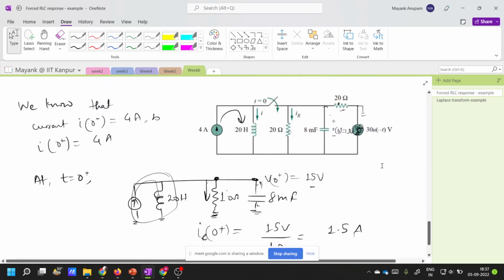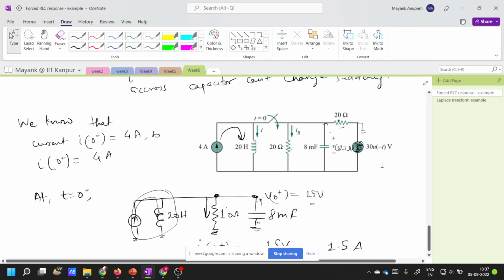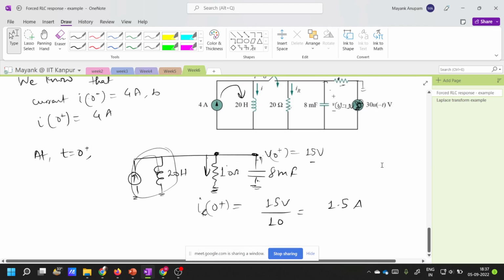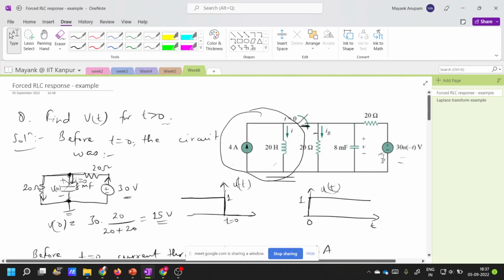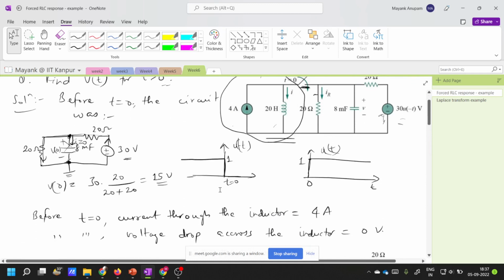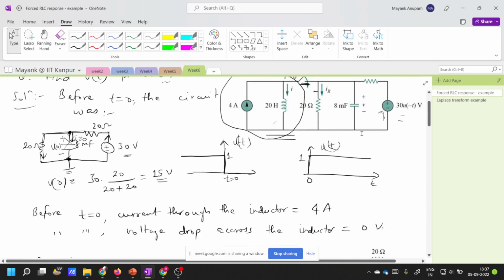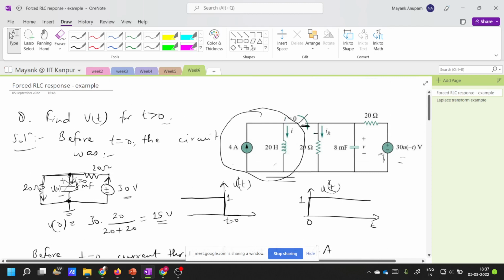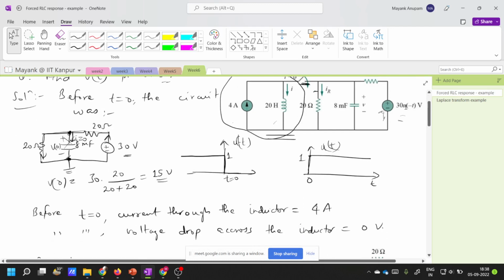Student: Sir, when the switch is closed, the voltage across the capacitor is 0 volt. No, no, who told that? Voltage across a capacitor cannot change suddenly. Okay, so you were not present at the start, right? There I did it. You see, just before the switch is closed, this is 30 u of minus t, right? This is an inverted step. This is an inverted step voltage. U of minus t looks like this.